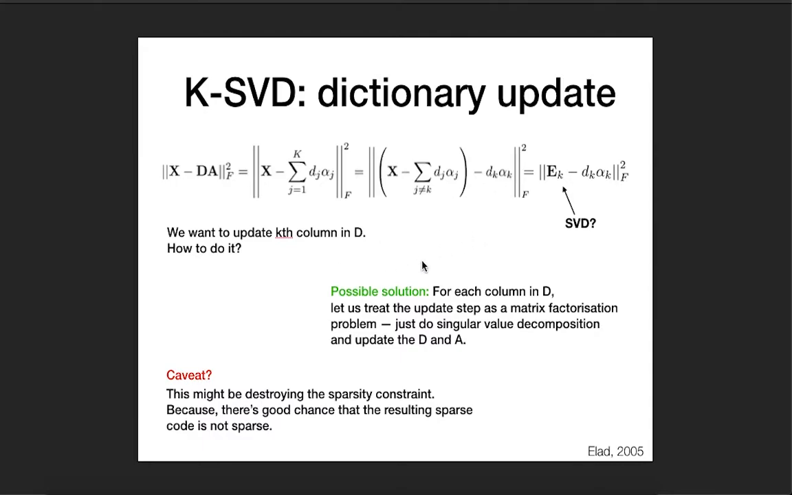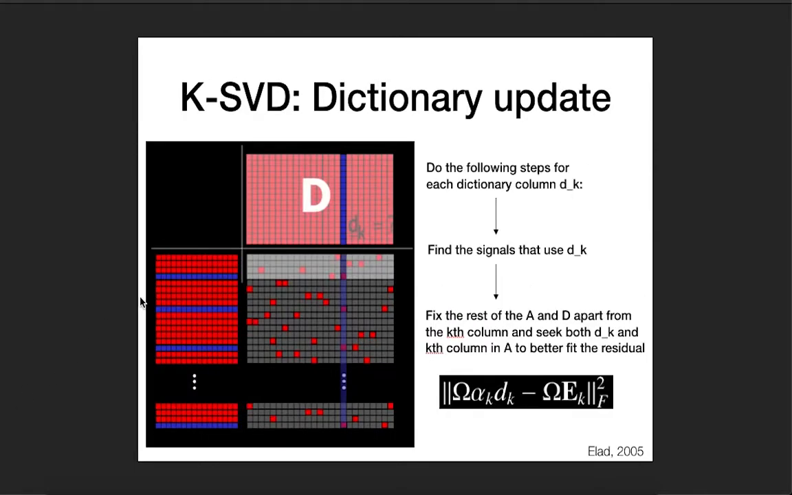So how do you do it? How do you bypass this? For each column in D, let's treat the update step as matrix factorization, and we'll do an SVD, right? Now the problem that we have is that our dk is fine. We don't care if it's sparse or not, but our alpha k is not sparse anymore because it can be dense, because we're not explicitly forcing it. So how do you bypass this?